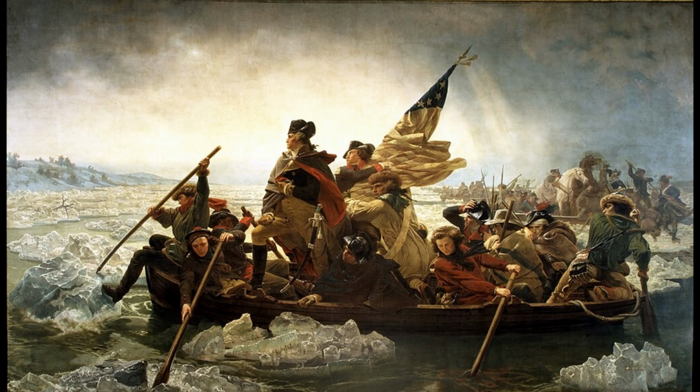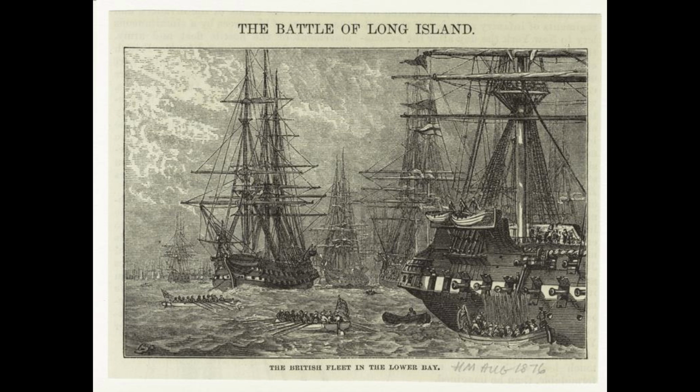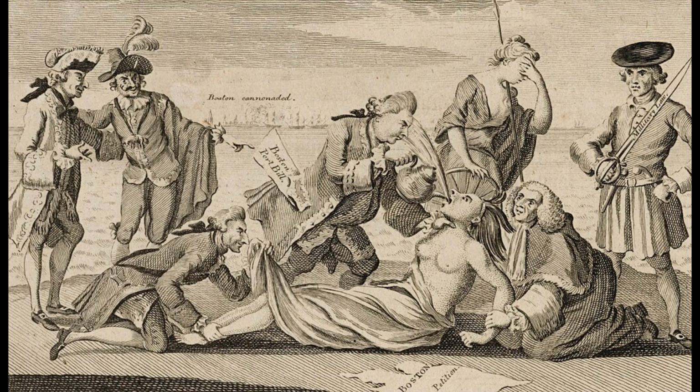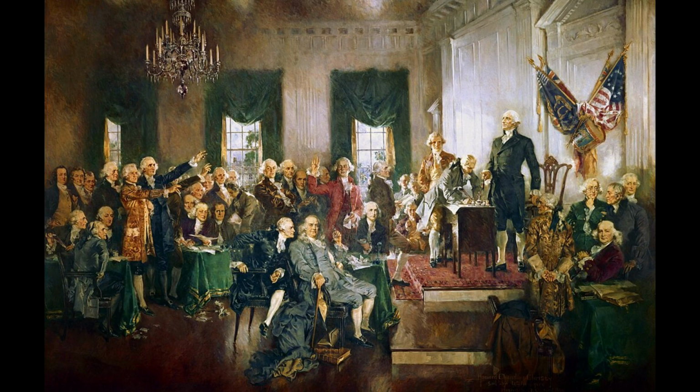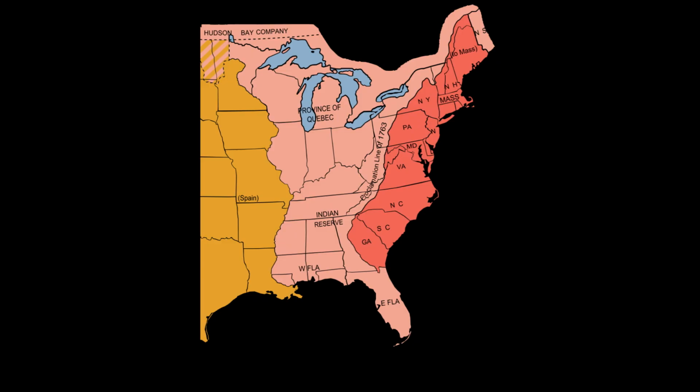By 1775, the conflict had escalated into the American Revolutionary War. As fighting broke out between colonial militias and British troops, the desire for full independence grew among the colonies. The Continental Congress formed a committee to draft a formal declaration announcing their decision to break away from Britain.